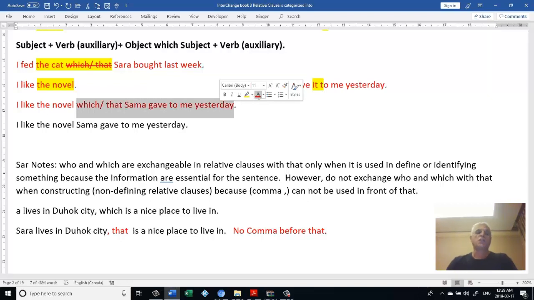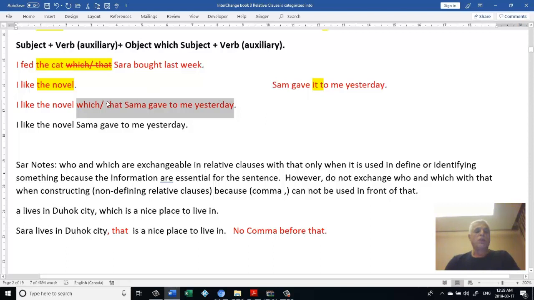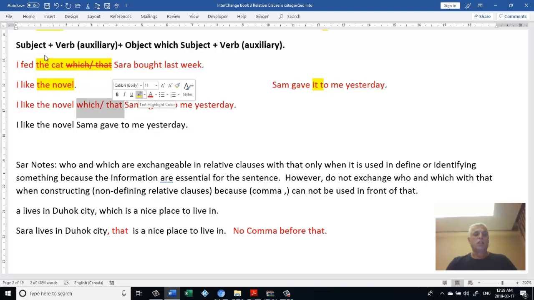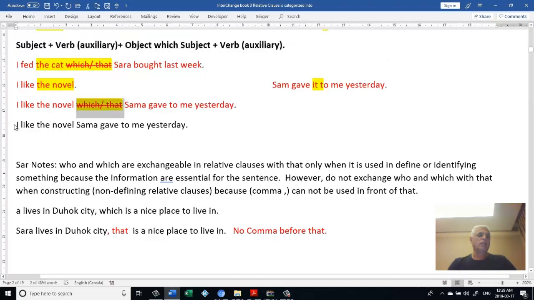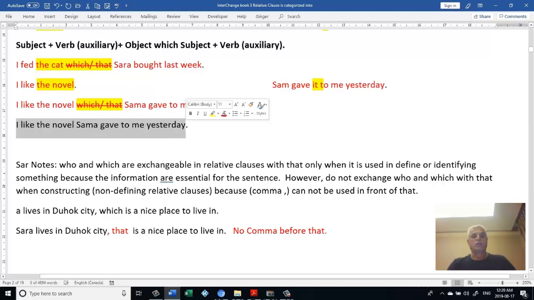We have to be careful whenever we substitute the noun with the pronoun, we have to delete the noun or the pronoun here. For example, here we have which, that, which we substituted instead of it. And then if you remember, we said when it comes instead of the object, we could delete them. Okay, the sentence could be like this. I like the novel Sam gave to me yesterday.